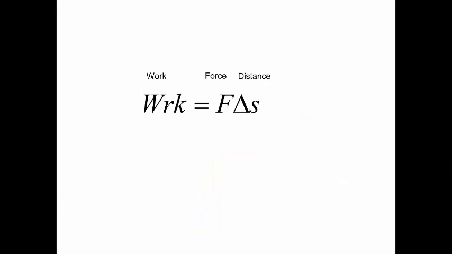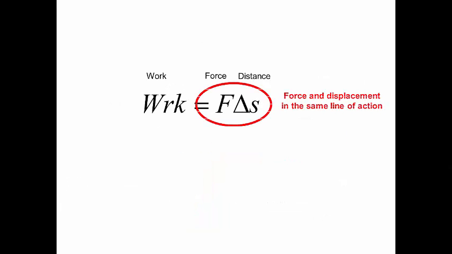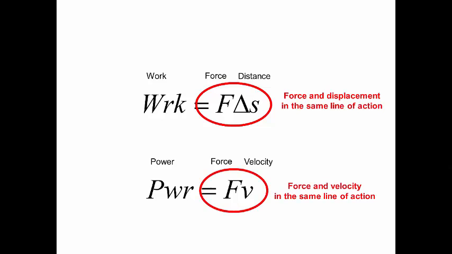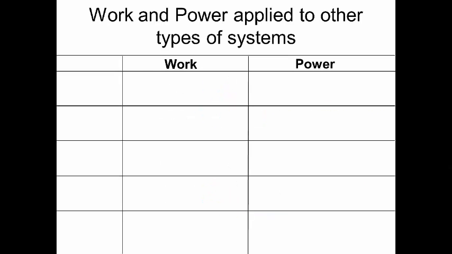When we considered work as force times a distance, we noted that the force and the displacement had to be in the same line of action. The same can be said for power. If power is a force times a velocity, the force and the velocity have to be acting in the same line of action. Work and power can be applied to other types of systems as well.